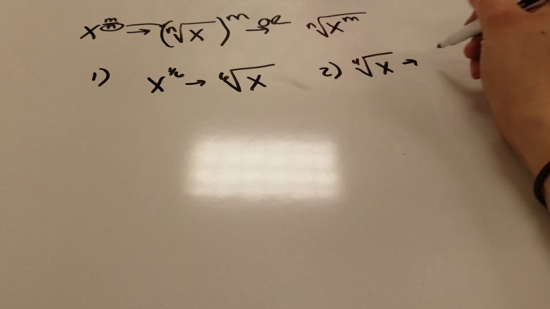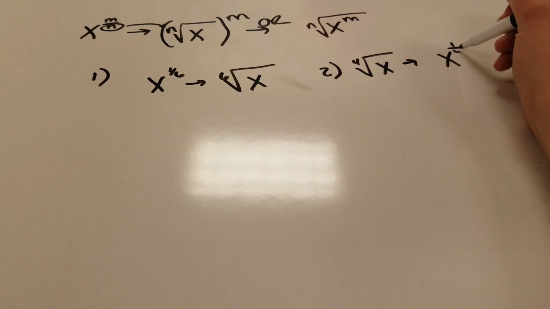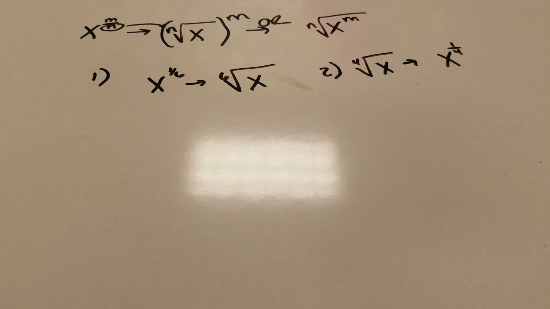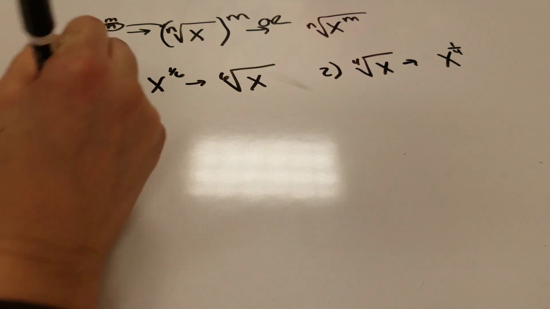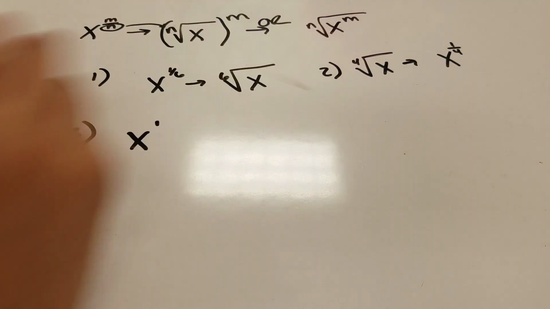We would write that as x to the power of 1 over the root of 4. So x to the 1/4 power. Okay, if we look at the third one, we would write x to the 1/5.